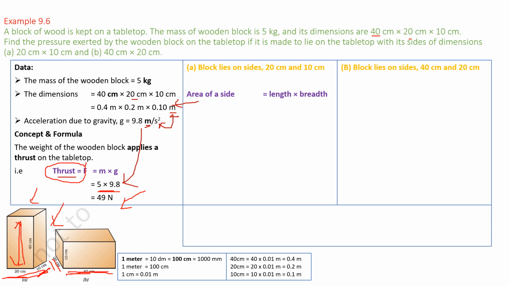Now let's go. Remember, this thrust is very similar to weight, right? It will not change. Why will it not change? The mass of your wooden block is constant. The acceleration due to gravity, with respect to the earth, remains constant. So the thrust will not change whatever way you place this, either vertically or horizontally. So we calculated the thrust, which can be used in both the scenarios.